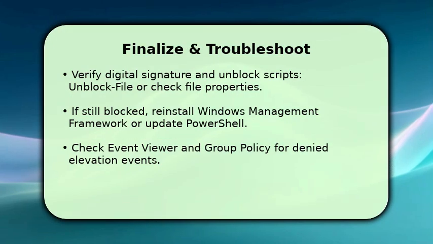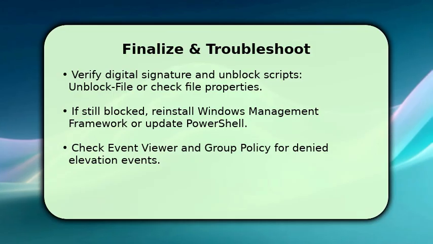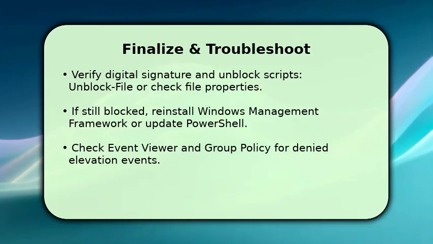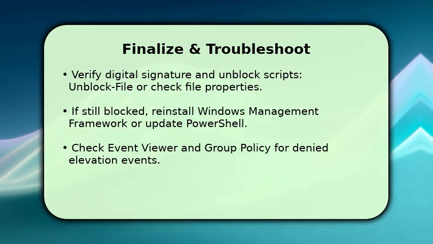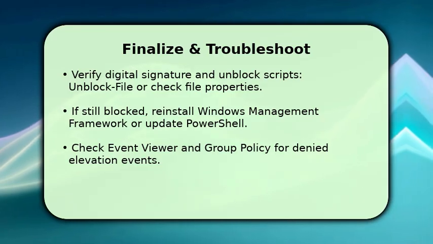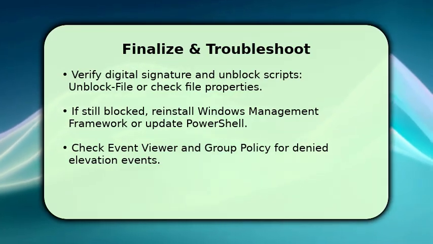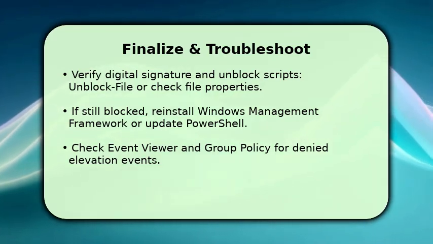If a script won't run, right-click the file, unblock it, or run Unblock-File. Verify it's signed if your policy requires signatures. If elevation still fails, update or reinstall Windows Management Framework/PowerShell to fix corrupt components.